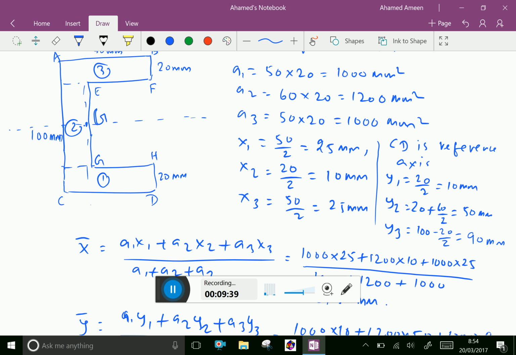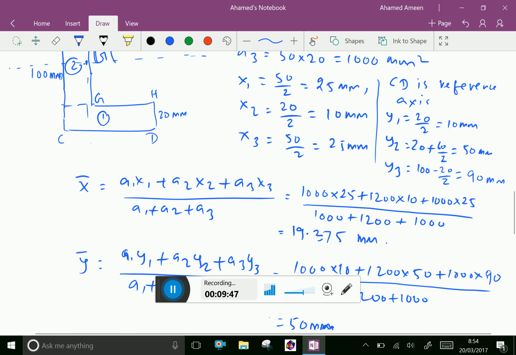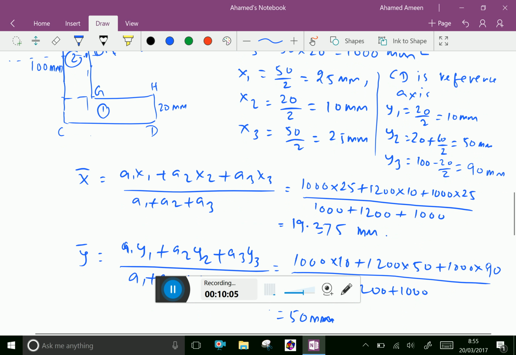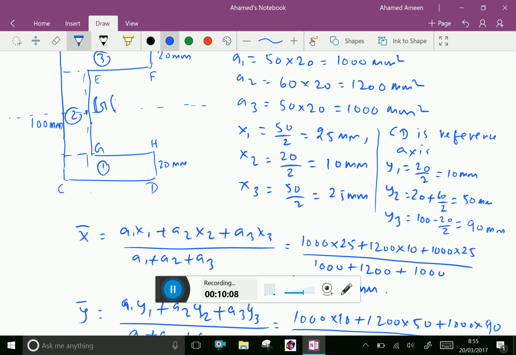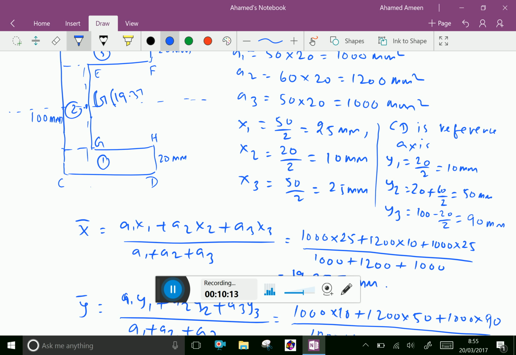Now the coordinates of the center of gravity are: x bar is 19.375 and y bar is 50.